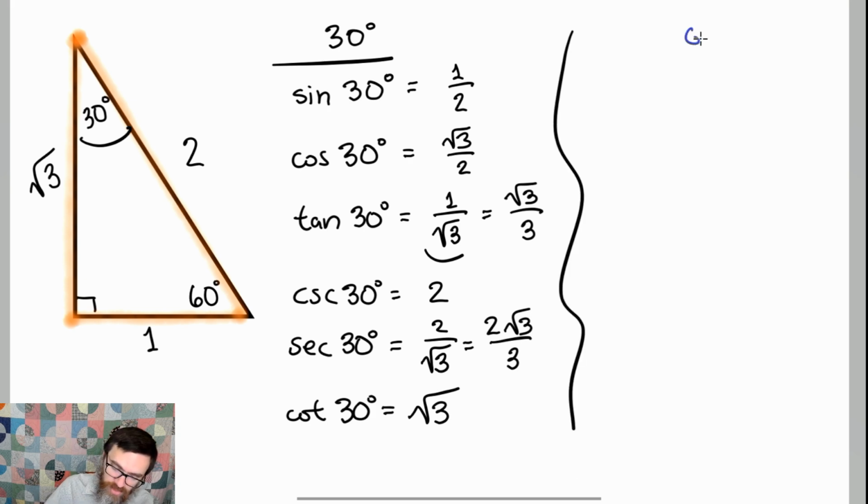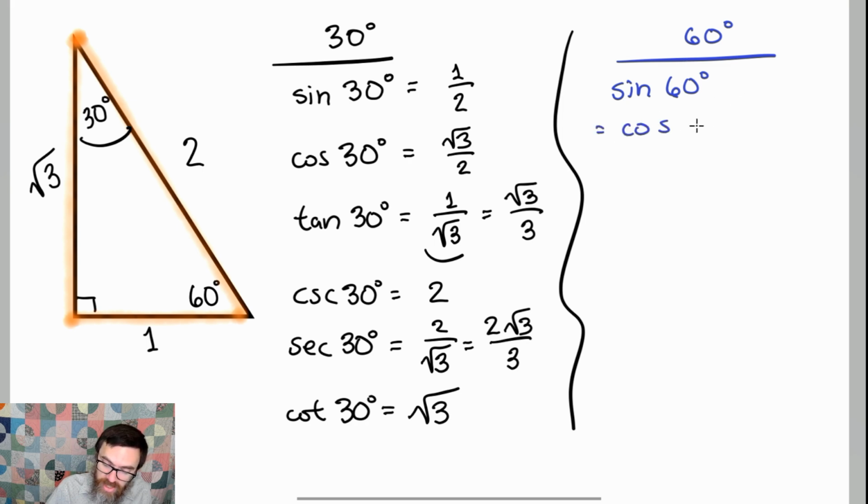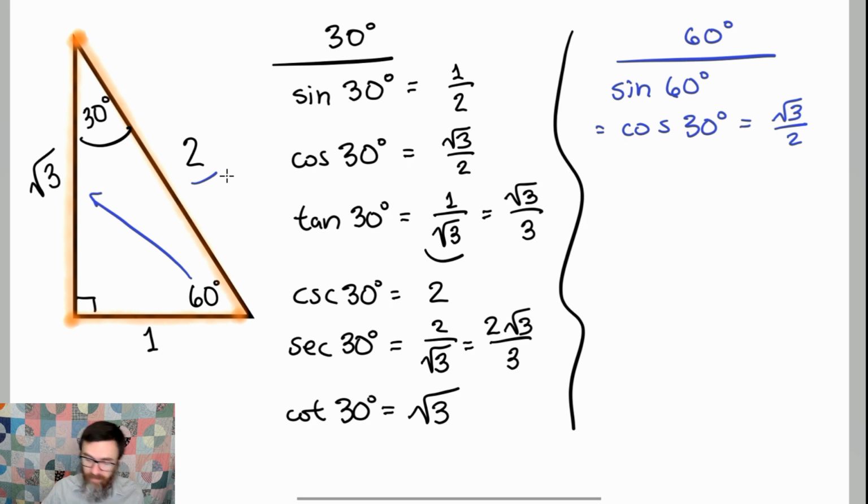But now let's check out what happens with 60 degrees. And let's connect this back with the discussion that we had earlier this section about co-function identities. If I want to find the sine of 60 degrees, that should equal the cosine of 30 degrees, the cosine of its complement, which is, you see here, the square root of 3 over 2. Now, if you were actually doing the sine of 60 from this diagram, you would have the opposite, square root of 3, over the hypotenuse, 2. So it does work out.